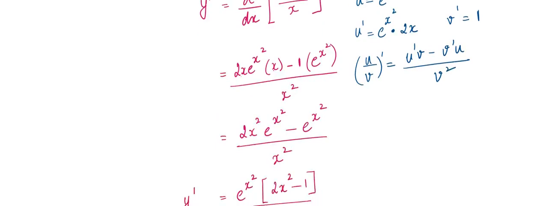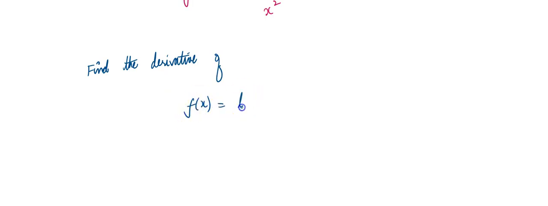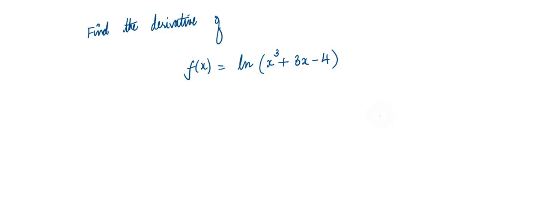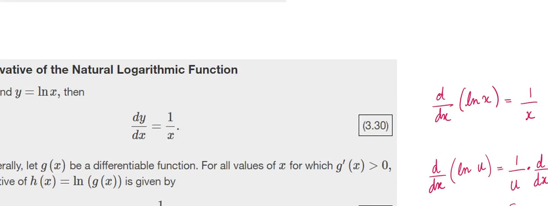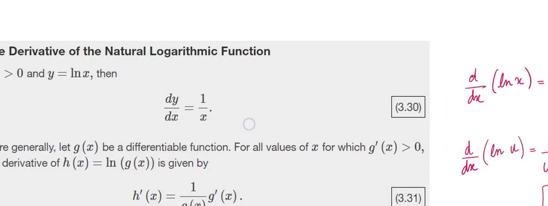Now let's take an example under maybe logarithms. Find the derivative of f of x equals natural log of x cubed plus 3x minus 4. So we're now looking at the derivative of natural log. You can go back quickly to our formulas that specify the rules for natural log.